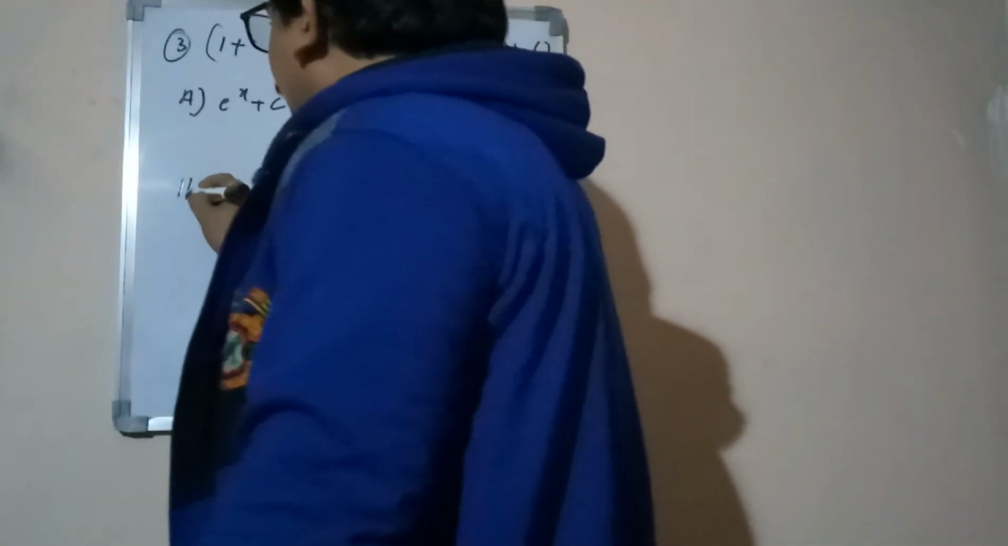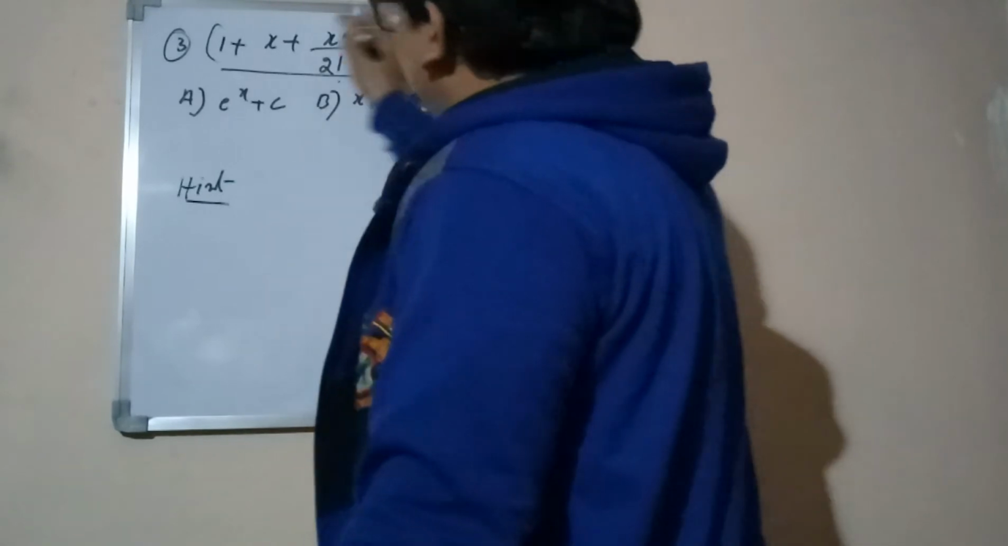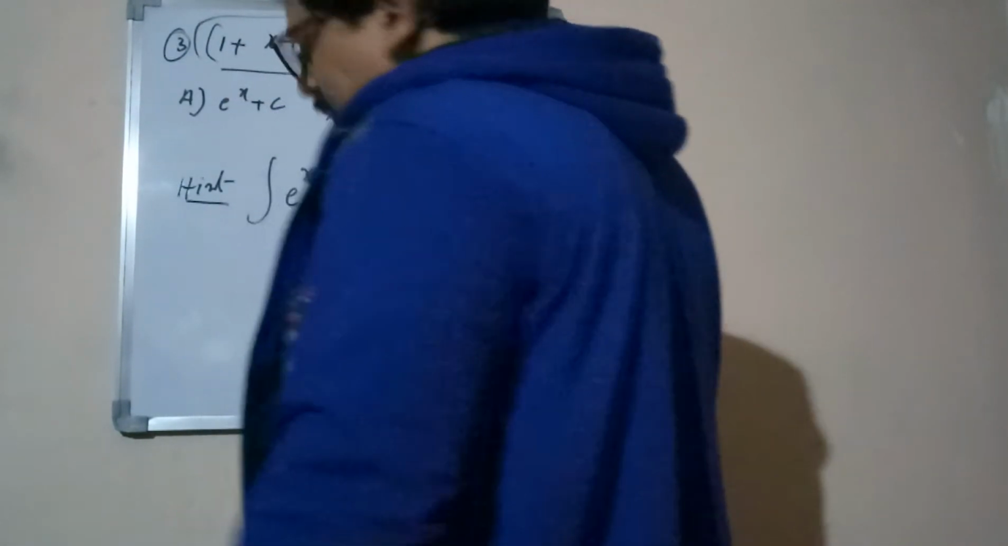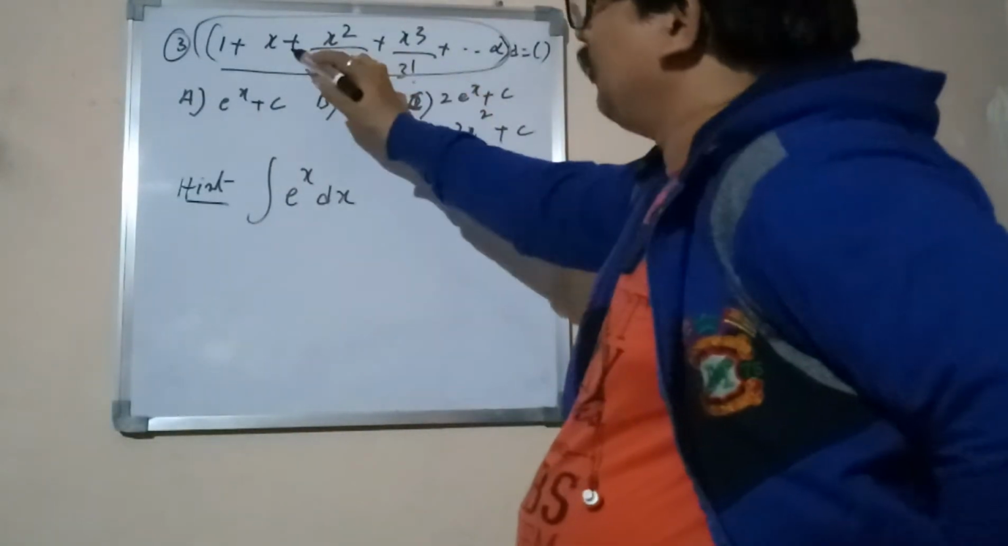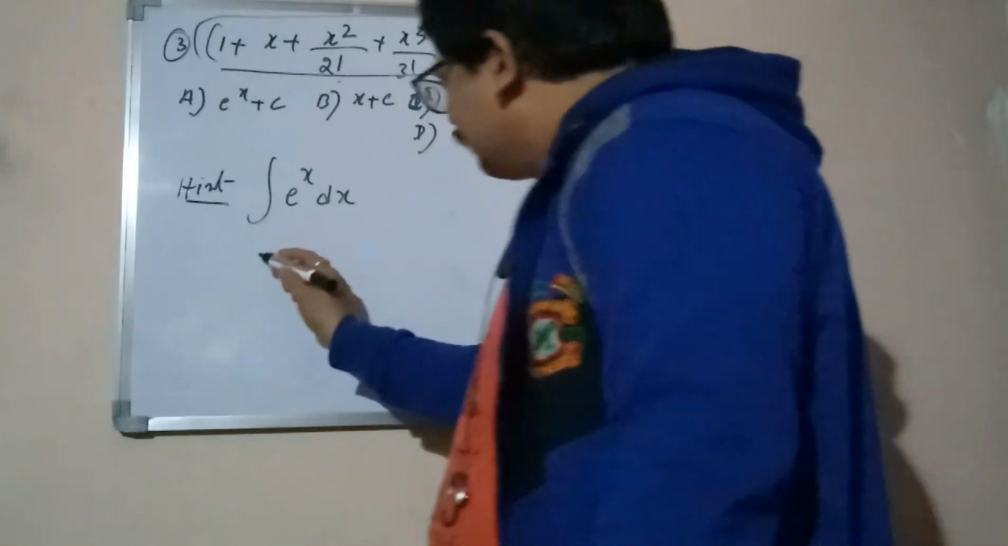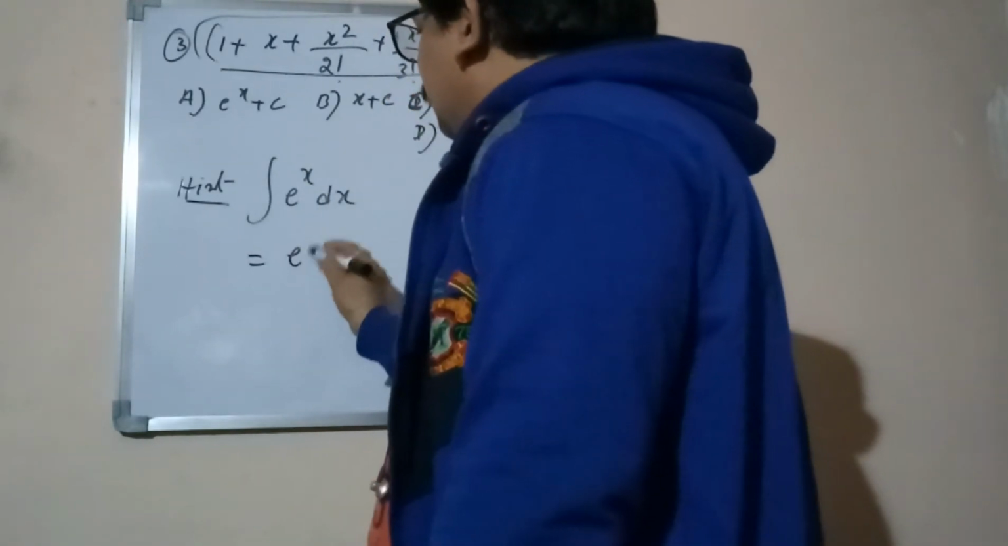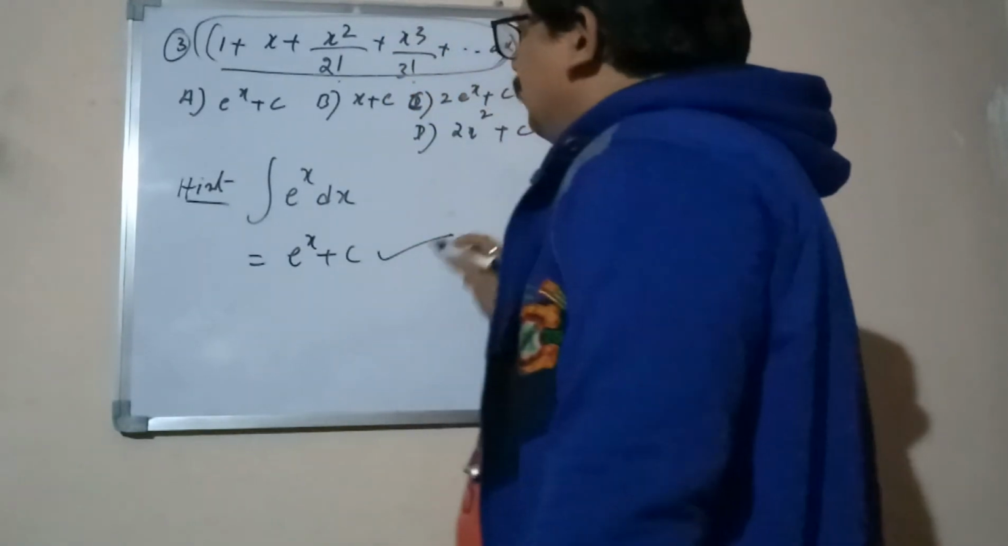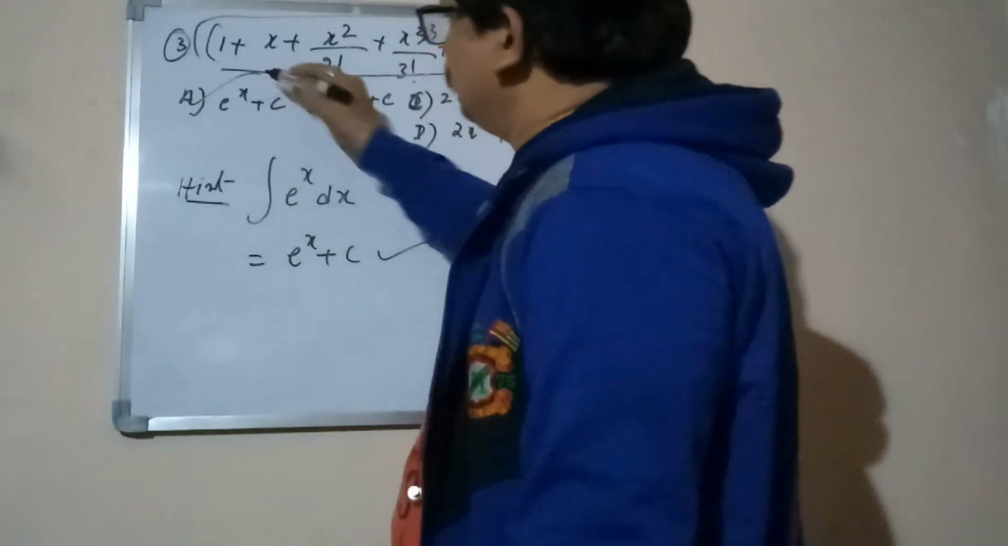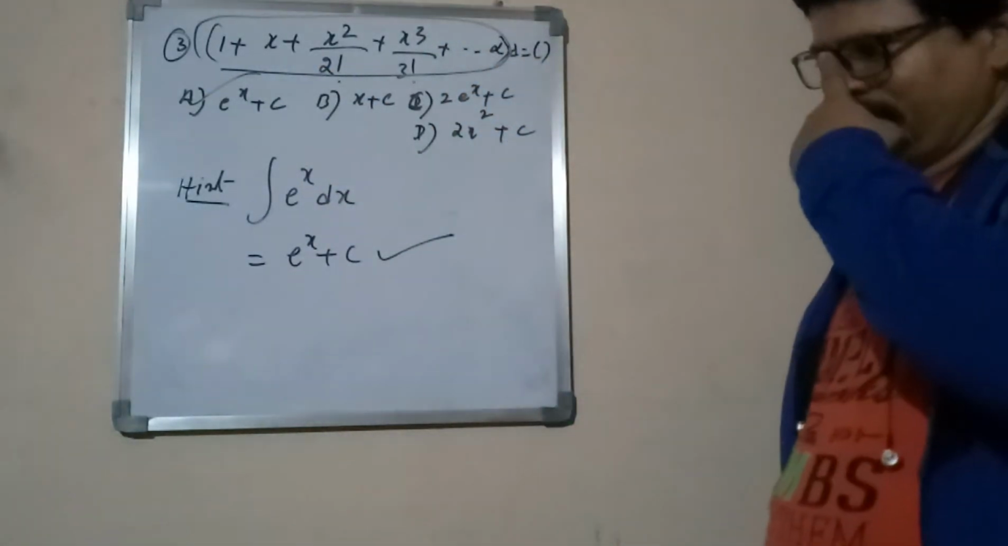You know this total formula: the series expanded is e power x. So integral e power x dx means e power x plus c. That is the answer: e power x plus c, the first one. Finish. Next, fourth one.